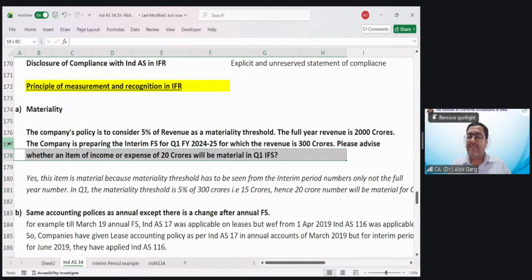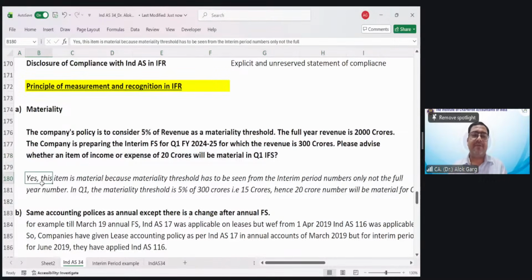So the question is whether you need to see the materiality from that period perspective, or whether you will consider it from the full year perspective. You have to consider the materiality for the period for which you are preparing the financial statement. Clear, my dear friends? Is that clear?